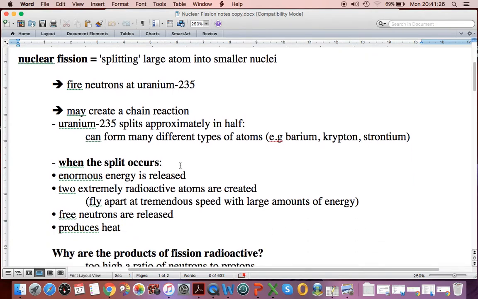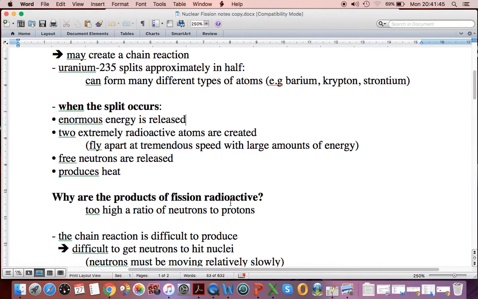When the split occurs, we get lots of energy because we're altering the nucleus, which has all this energy bound up in it. We get two extremely radioactive atoms that fly away. They're radioactive because they end up having too many neutrons for their protons. They release neutrons and they produce heat that we can use for different functions.